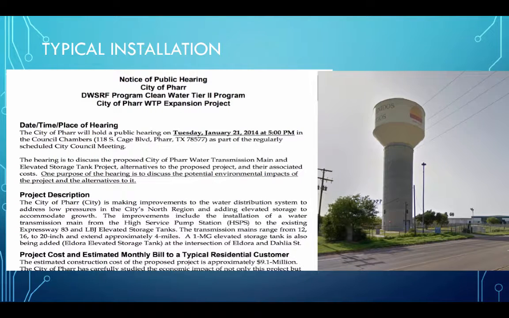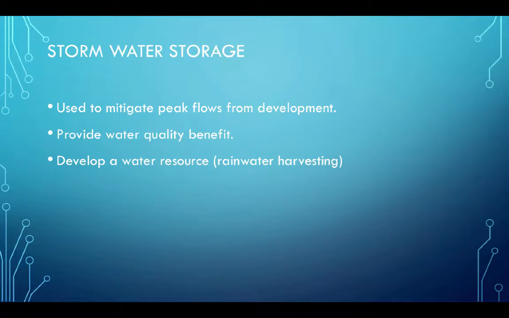This stuff is not ancient history. These are still done today. Here's an example from January 21st, 2014, that's only 4 years ago, of a desire to modify a storage tank here in this image in Farr, Texas. The 1 million gallon elevated tank is being added to maintain, in this case, service pressures in their community. Stormwater storage, similar idea.